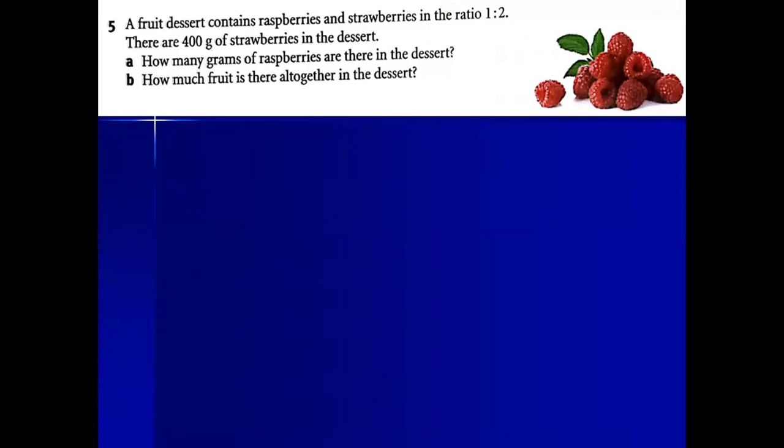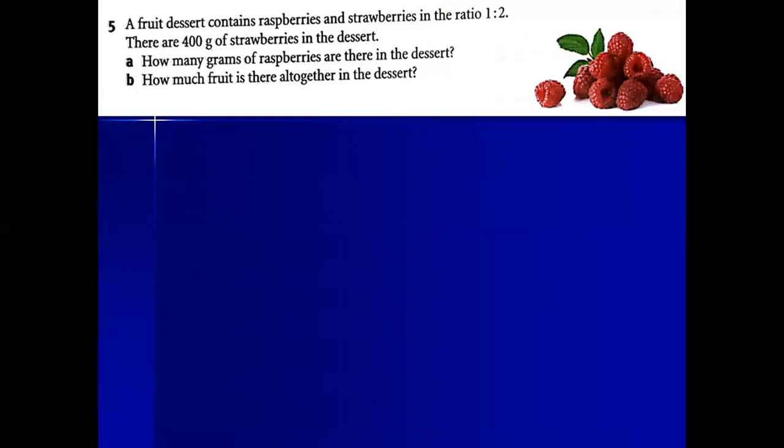A fruit dessert contains raspberries and strawberries in the ratio 1 to 2. There are 400 grams of strawberries in the dessert. How many grams of raspberries are then in the dessert? How can I solve the question? At first, look at the ratio.